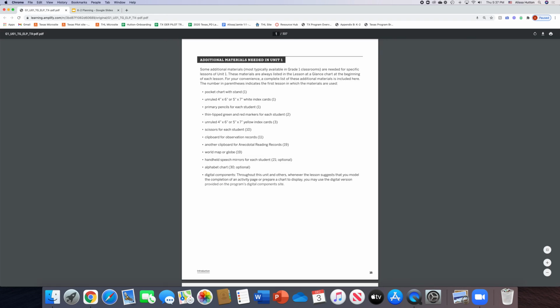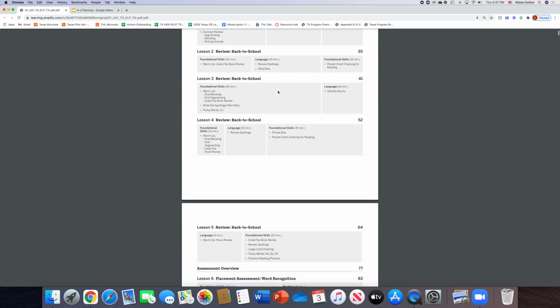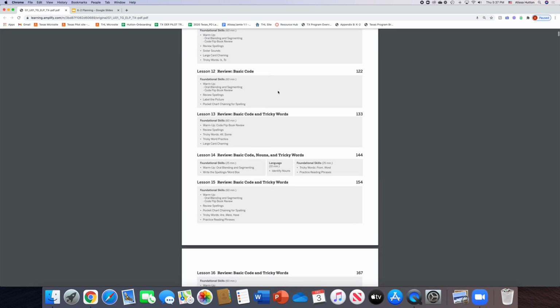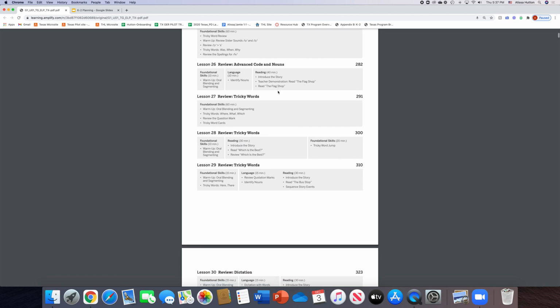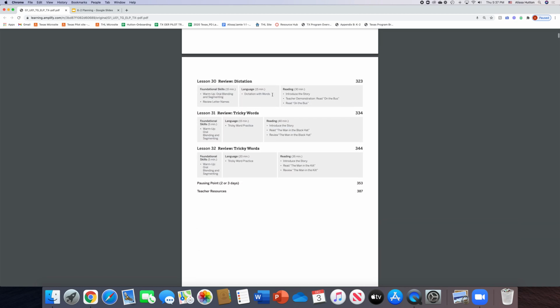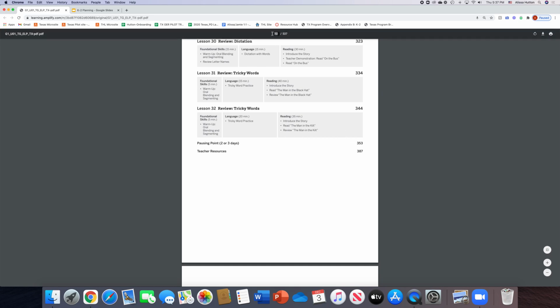Again, I'm going to go back to that table of contents. The teacher resources are listed at the end of the teacher guide, so I'm going to scroll through all of the lessons that are included in this first unit to get to the teacher resource section, but it gives me the exact page number that I need to go to. In this particular unit, it's page 387, so I'm going to take you there now.